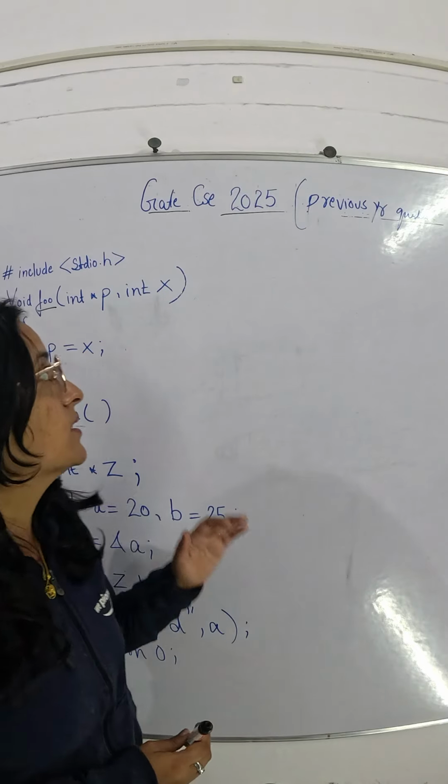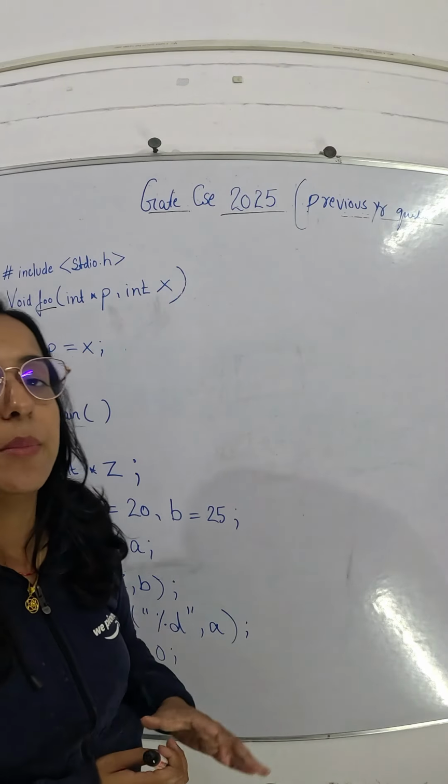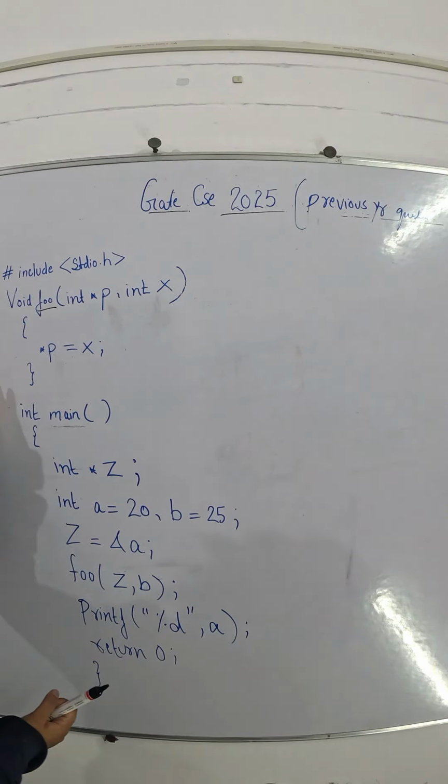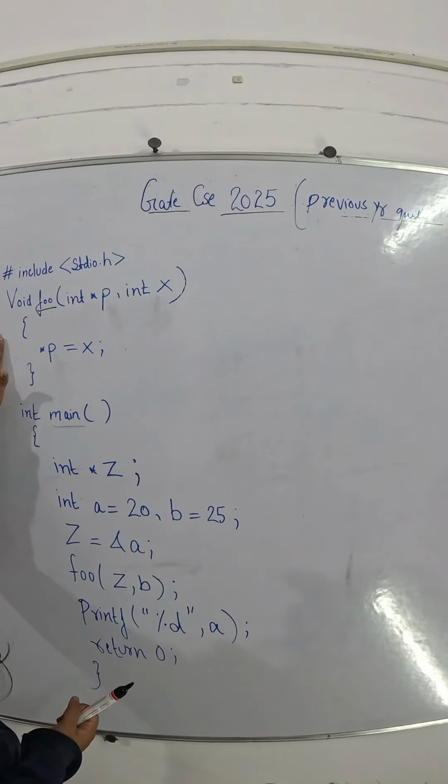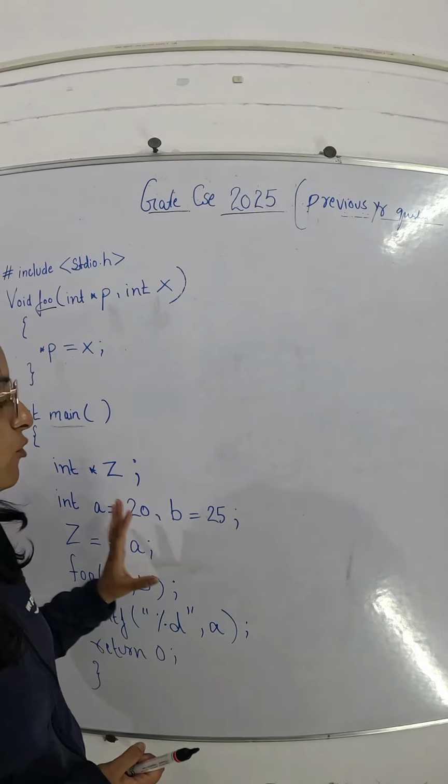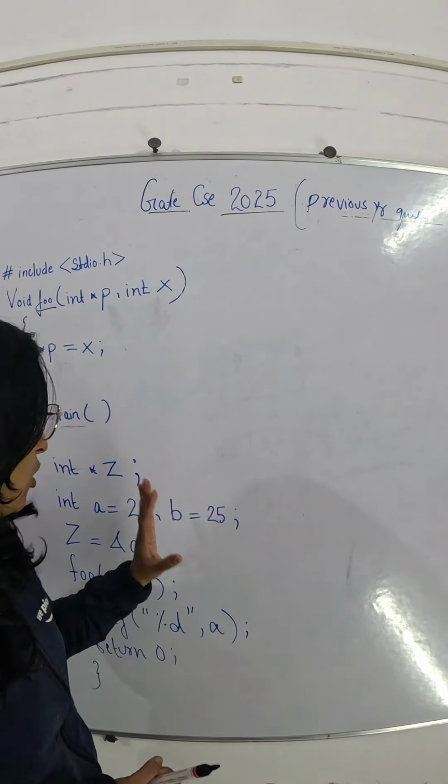Today's video we will discuss a GATE CSE 2025 previous year question. You can see a C program is given to you, and it was asked that you have to find the output of this program.